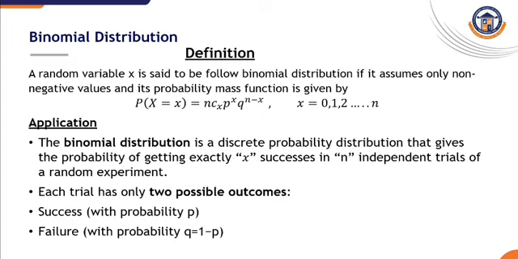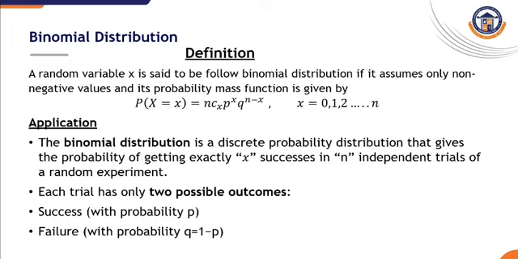The definition of binomial distribution: a random variable X is said to follow binomial distribution if it assumes only non-negative values and its probability mass function is given by P(X = x) = nCx p^x q^(n-x). The x value will become 0, 1, 2, up to n. This binomial distribution is a discrete distribution, therefore we have a countable value of n.